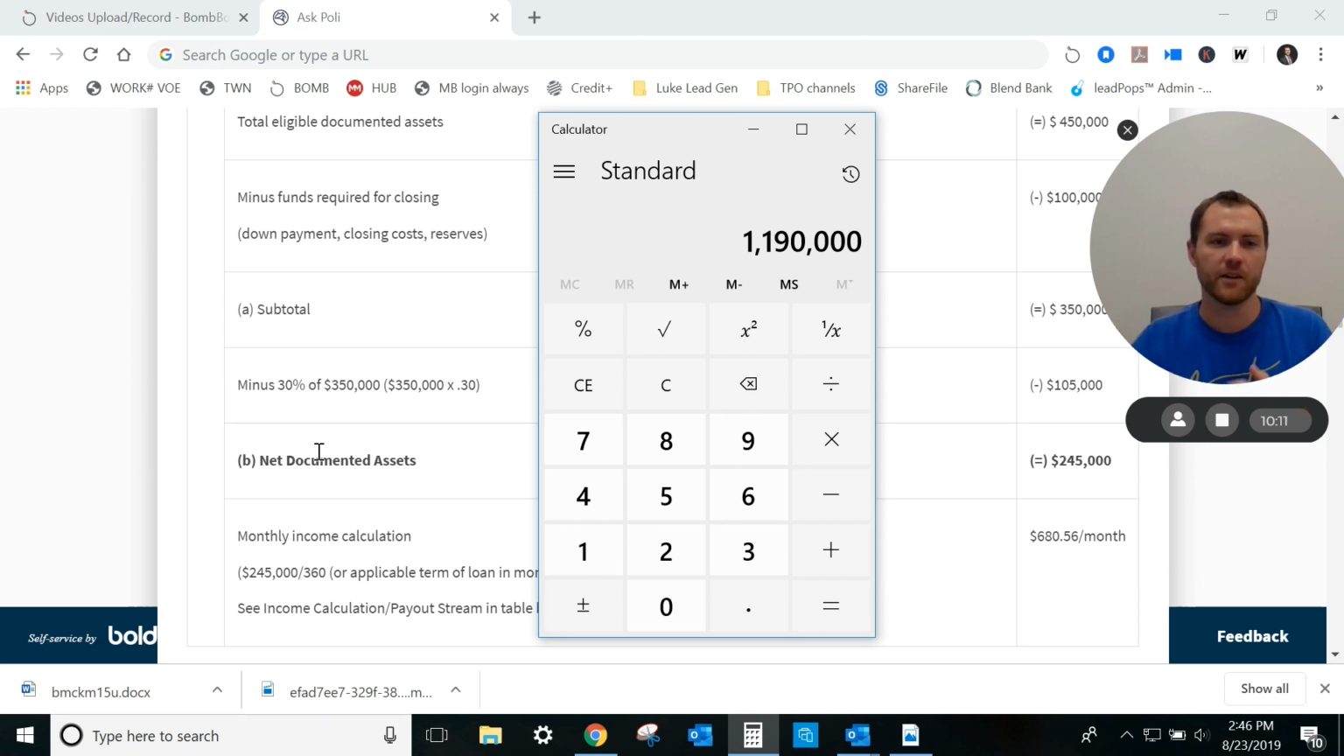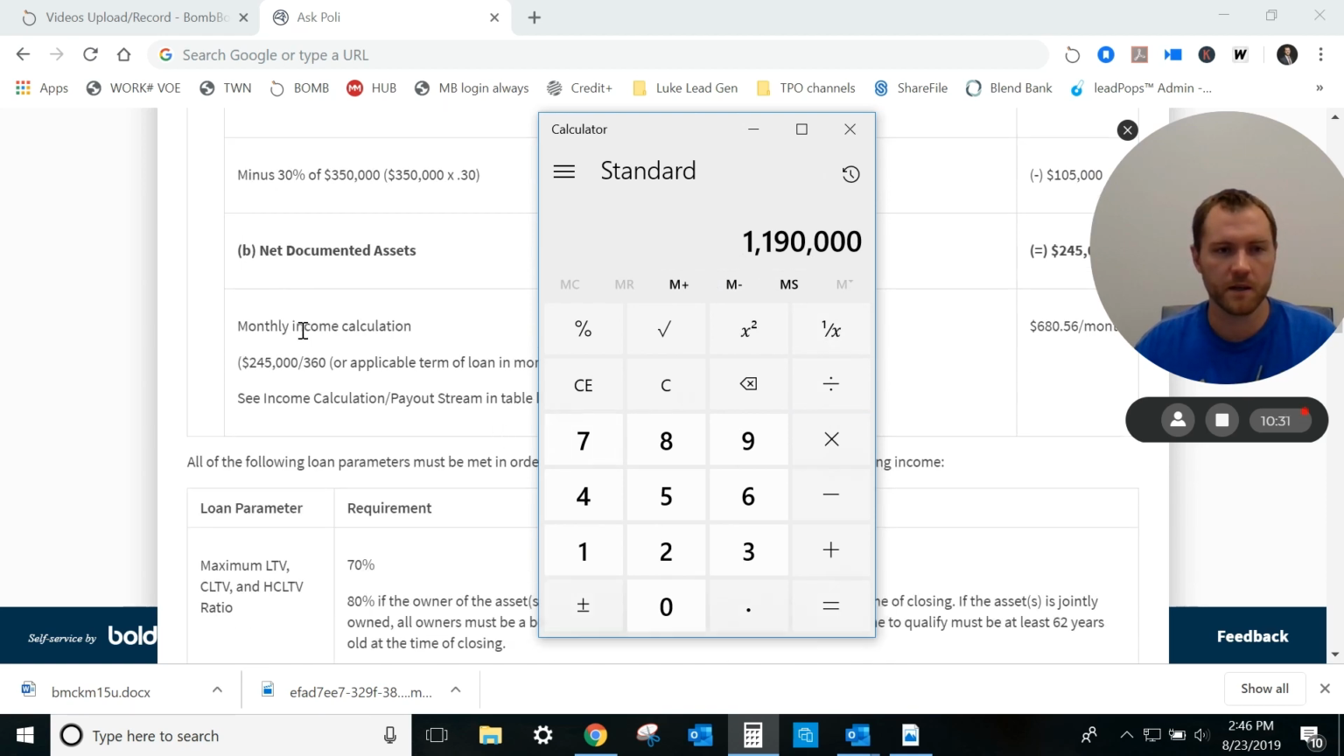The fancy way to quick calculate this is to take your retirement assets, whatever is in there, divide it by 2, cut it in half. You get close, so you don't want to do all that math. That's how you get to your net documented assets quickly. It's just an estimation because it's approximately half. Not quite though.